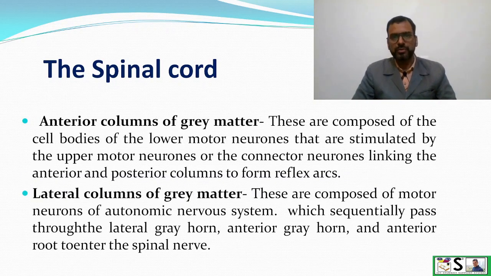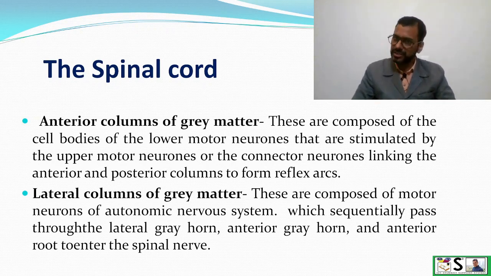The anterior column of gray matter. These are composed of the cell bodies of lower motor neuron that are stimulated by the upper motor neuron or the connector neuron linking the anterior and posterior columns to form the reflex arc.